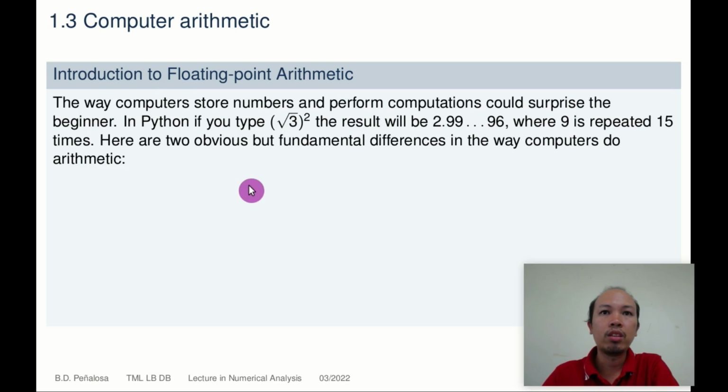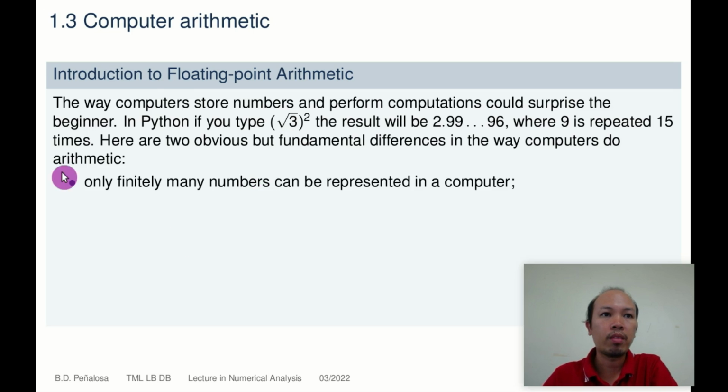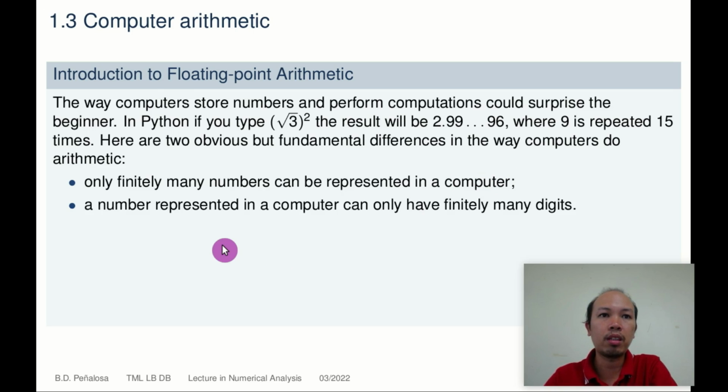So what happens here? It says that only finitely many numbers can be represented in a computer. Okay, so this means also that a number represented in a computer can only have finitely many digits. So even if your computer has a 64-bit operating system, or if you are using the fastest computer which was made in China, to represent those numbers, you can only have finitely many digits. Okay, so it will end.